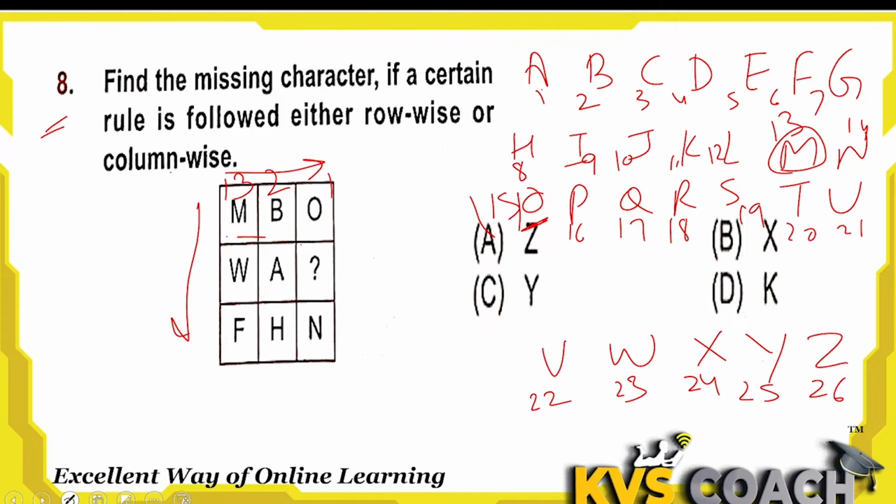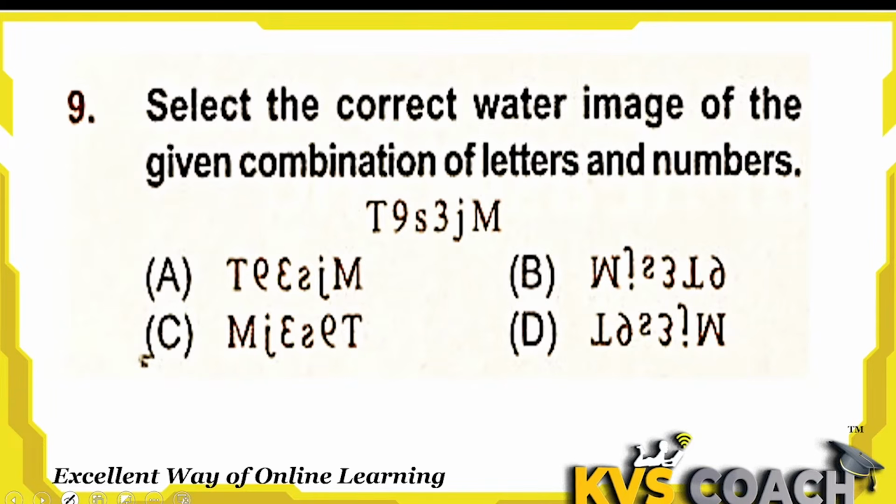So here 13 plus 2 is 15. The first 2 alphabets' addition is equal to the third alphabet. Here W is 23, A is 1, so 23 plus 1 is 24, and 24 is X, so X will be here. You can check here also: F is 6, H is 8, that is 14, and 14 is N. So this is correct, the question mark will be X, so B is the right answer here.